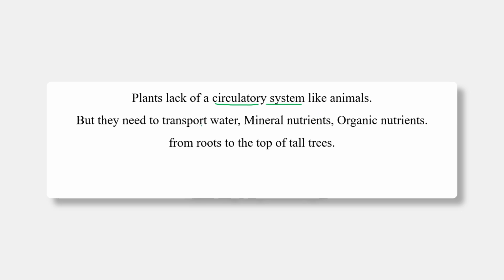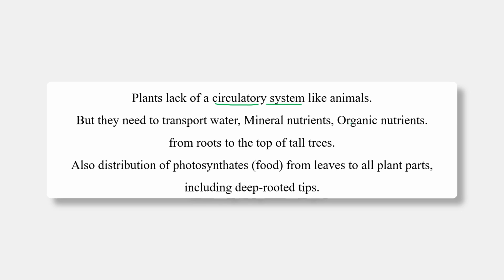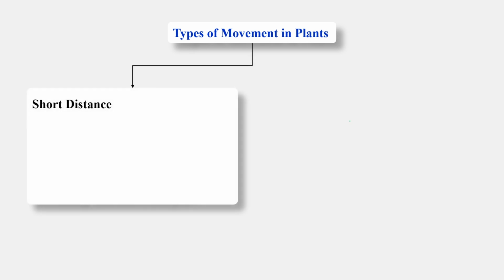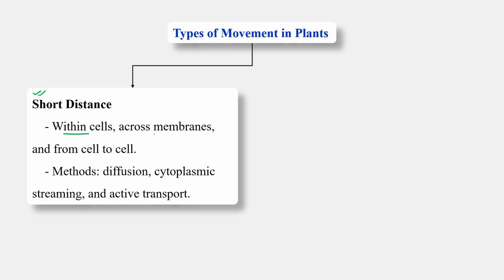Okay, but they need to transport these things from root to top of the plant, and also they need to distribute the food. So for that, different types of movement of nutrients and water occur through different mechanisms in plants. First type of movement comes under the short distance category. Right. Short distance means movement of water and nutrients within a cell or across the membrane, meaning neighbouring cells, and from cell to cell. Okay, so what are the methods involved in this short distance transport?